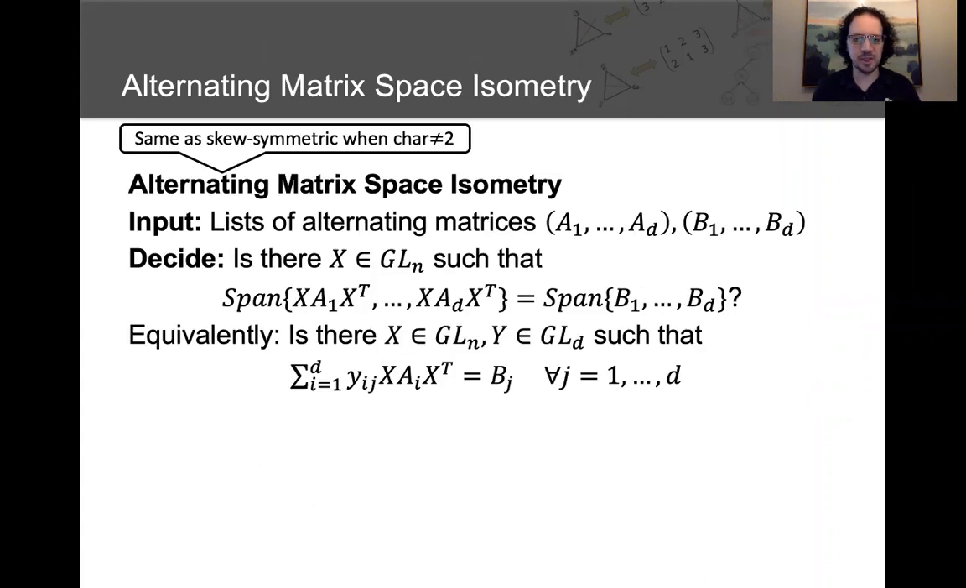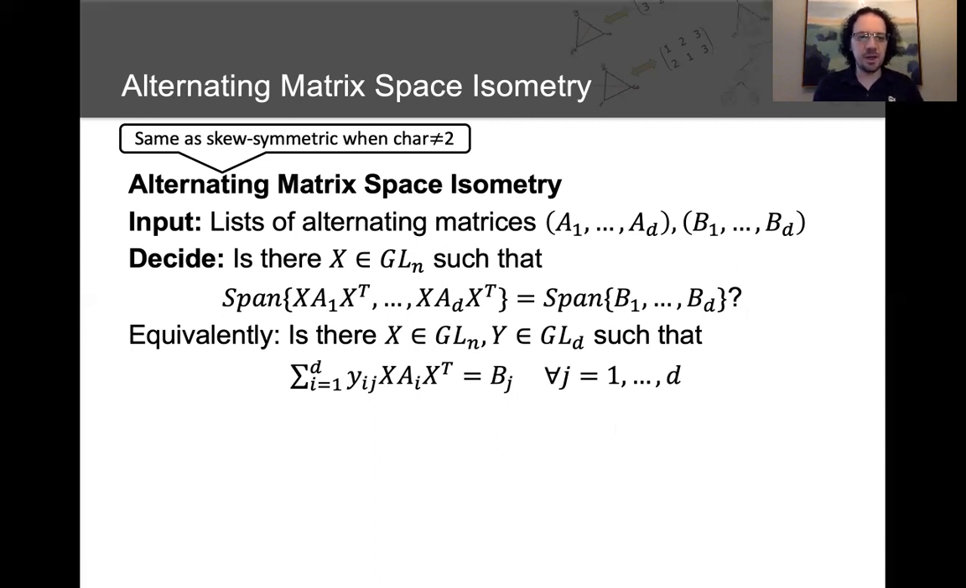Okay, so here is that same problem again. And equivalently, if instead of saying span, I could say not just is there an invertible n by n matrix X, but also an invertible d by d matrix Y, where this matrix Y is affecting this span. So we say each B_j is some linear combination of the A_i's, and these linear combinations should be invertible, right? That's the same as saying that these two spans are equal.